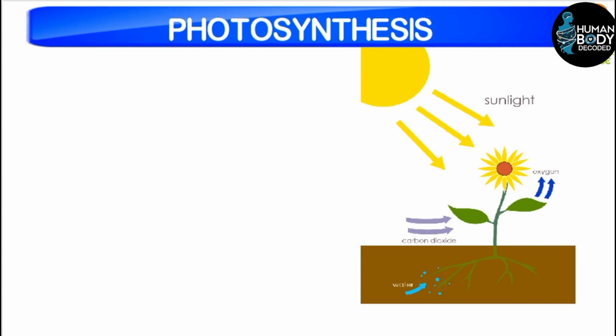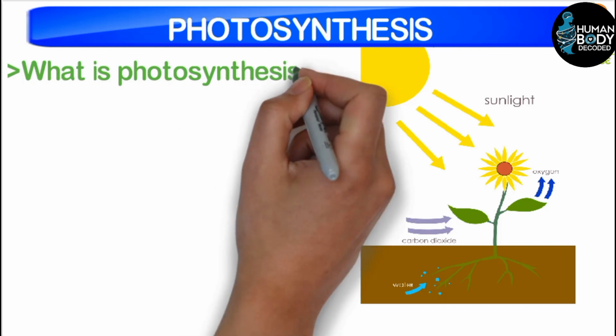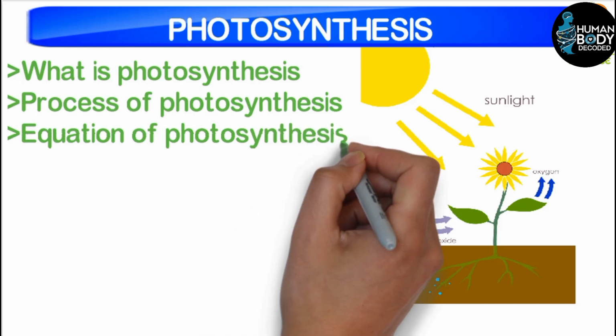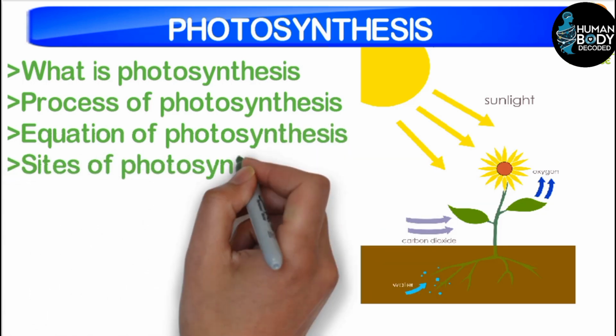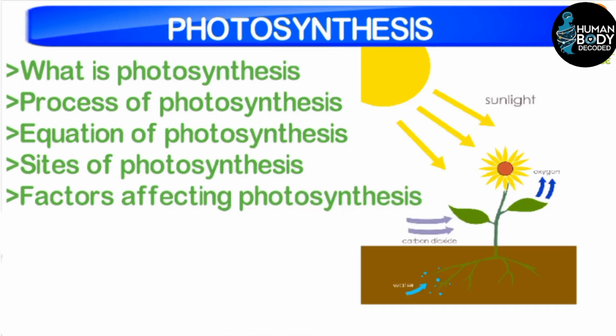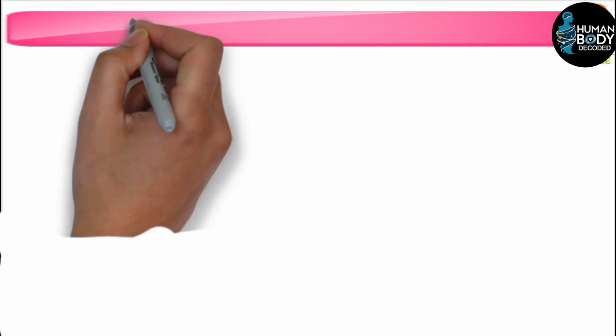Here's what we'll cover: what photosynthesis is, the process of photosynthesis, the photosynthesis equation, where photosynthesis occurs in plants, factors affecting photosynthesis, and a detailed explanation of the process. Let's dive in. What is photosynthesis?